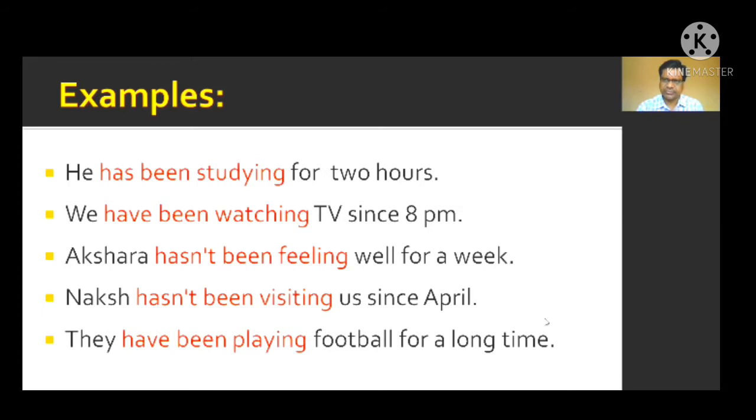Friends, this particular slide will let you know about a few examples. The verb phrase which is used in these sentences has been colored here, colored in red. So whichever is marked with red, that is the verb phrase in the respective sentence. Let us look at the first sentence here. He has been studying for 2 years.